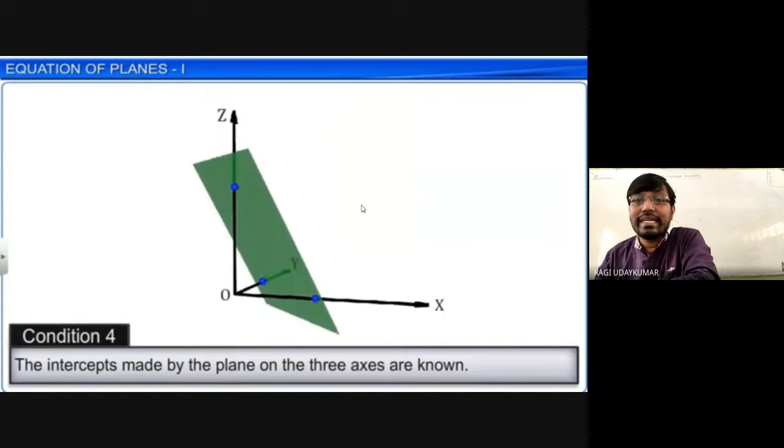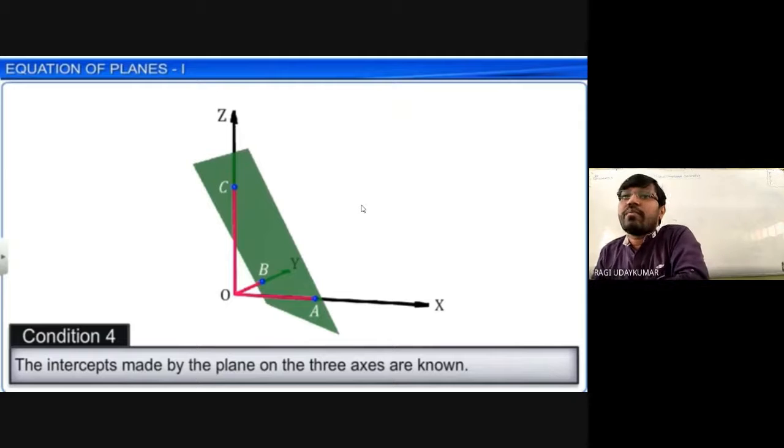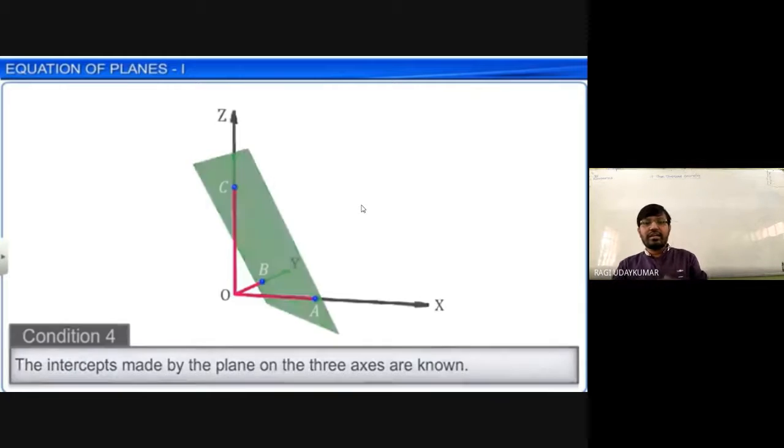And the fourth one is intercept form. Just as the equation of a line in intercept form is x by a plus y by b equals 1, like that we can determine the intercept form of the plane when the intercepts are given. It means if a plane is cutting the x-axis at a point A, y-axis at a point B, and z-axis at a point C, then in that situation we are going to find out the equation of a plane. So in these 4 different situations we are going to find out the equation of a plane.